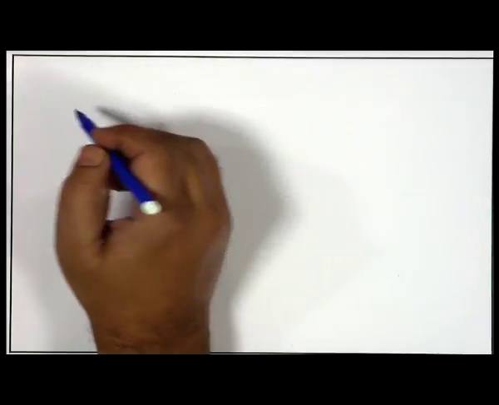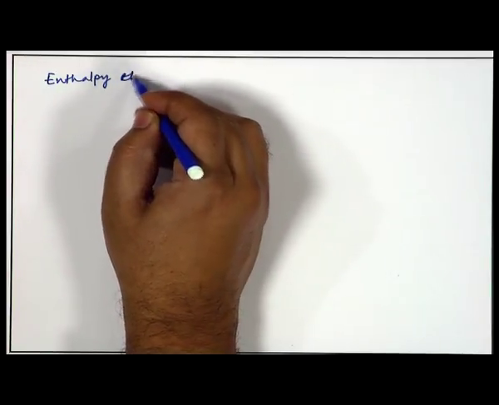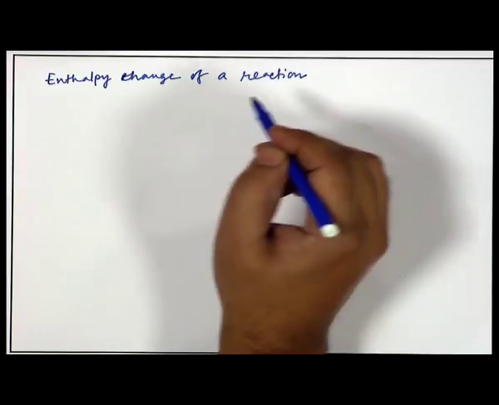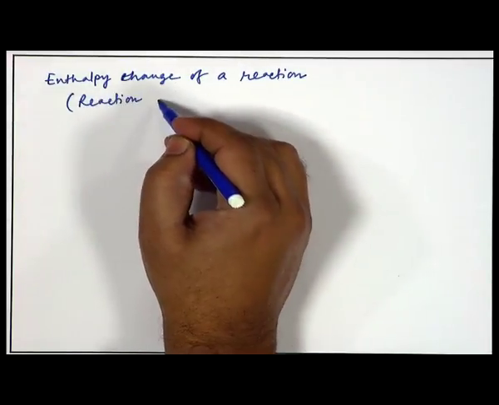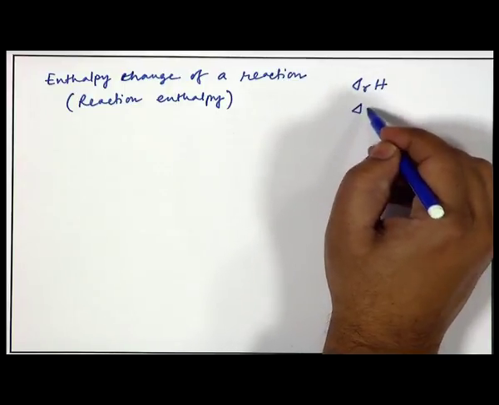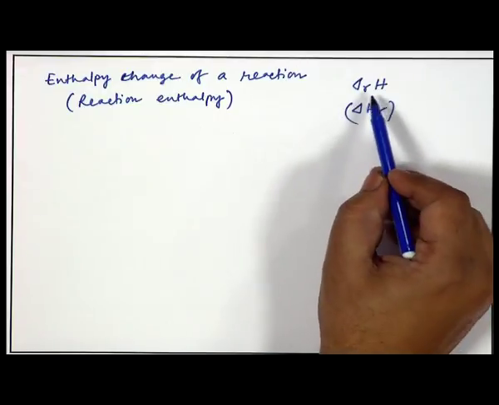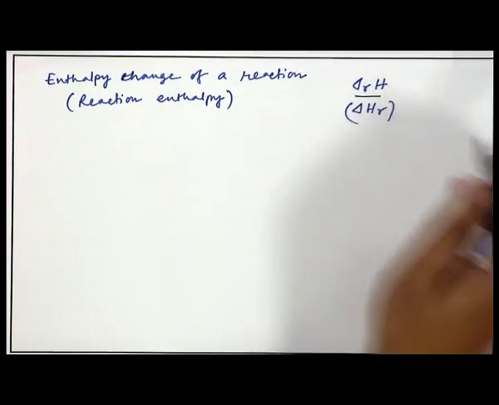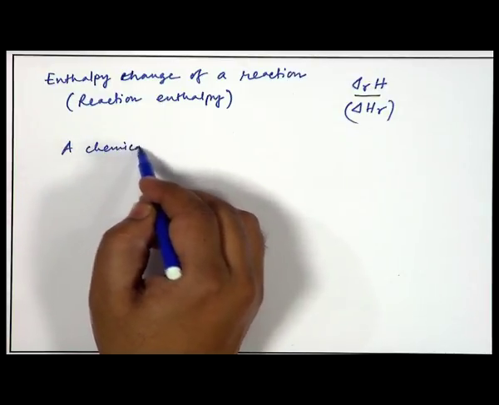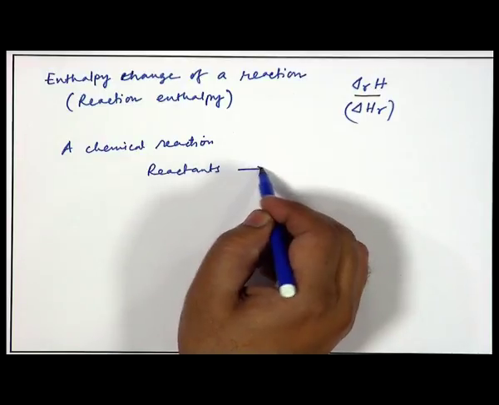Next, we will move to the enthalpy change of a reaction or a process, and we also call this reaction enthalpy. Or, on the sign, we write del H R, but in your textbook it is written this way, so we will use this as a representation of reaction enthalpy. So, in general, a chemical reaction can be written as a set of reactants to products.